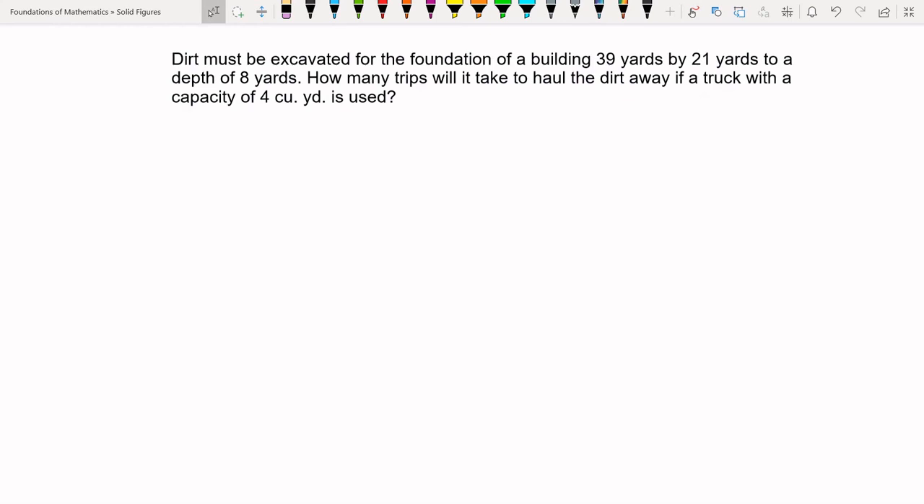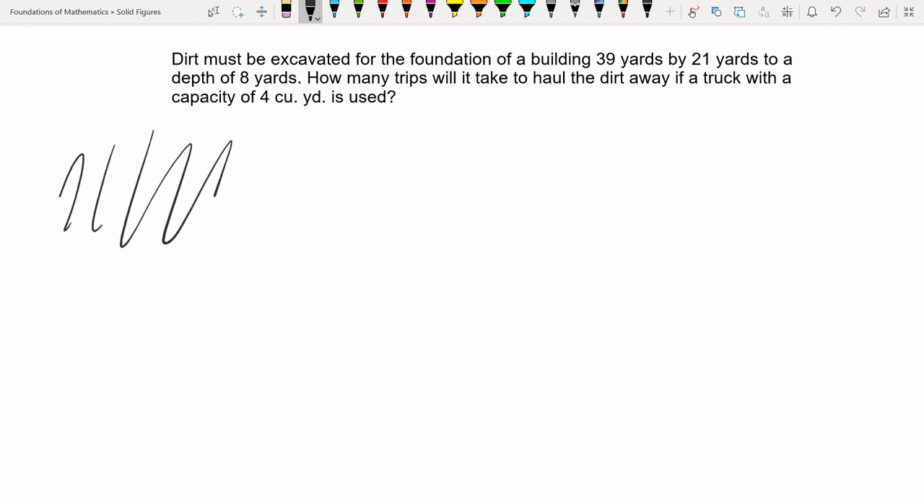All right, here's the last problem. Dirt must be excavated for a foundation of a building 39 yards by 21 yards to a depth of 8 yards. How many trips will it take to haul the dirt away if a truck with a capacity of 4 cubic yards is used? Now, we're just trying to haul away the dirt that's already in some space, right?